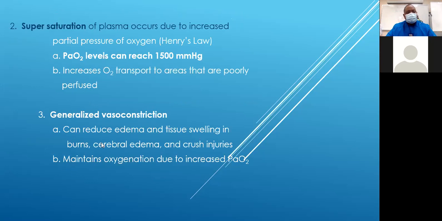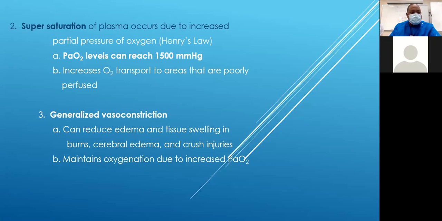Else, number 2, supersaturation of the plasma. The oxygen in the plasma occurs due to increased partial pressure of oxygen, which is Henry's law. PaO2, P little a O2, that's in the artery, right? They can reach up to 1,500 millimeters of mercury. Once you put them down in hyperbaric, we know that the P big AO2 can shoot up to about 418. But the P little aO2 can reach levels of 1,500 millimeters of mercury. That's called supersaturation.